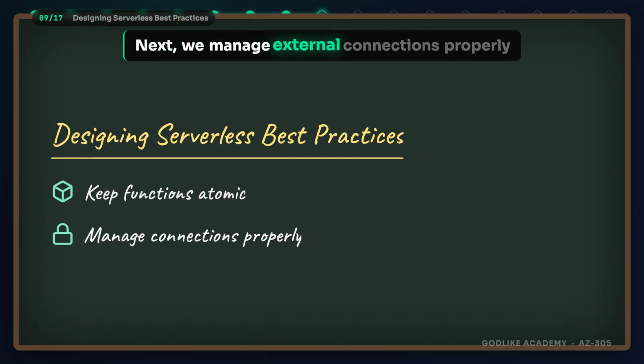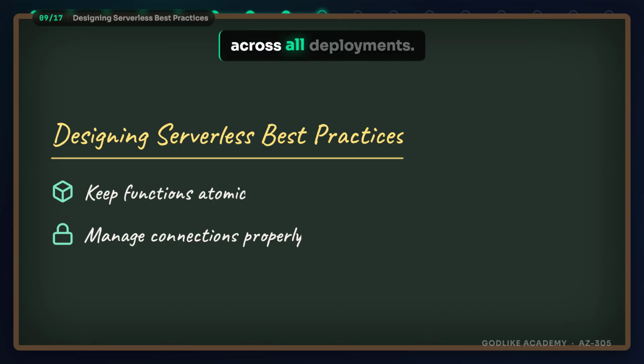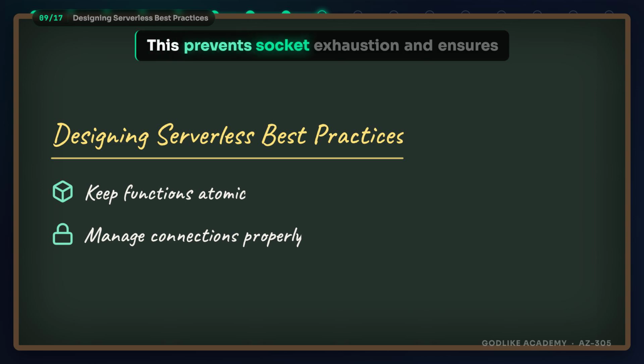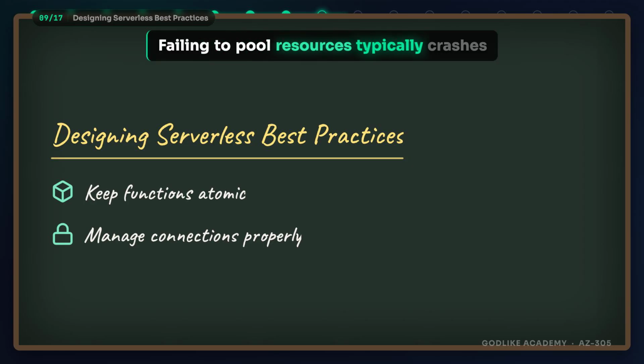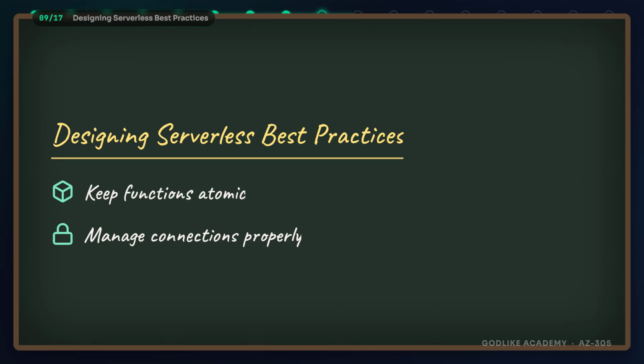Next, we manage external connections properly across all deployments. This prevents socket exhaustion and ensures your application remains stable under heavy load. You should configure connection pooling limits around 500 sockets per worker instance. Failing to pool resources typically crashes the runtime when processing concurrent API requests simultaneously.